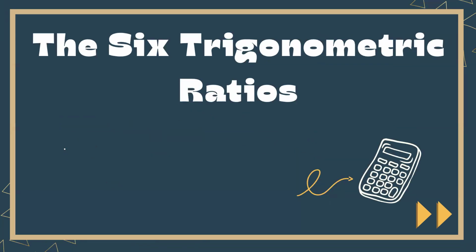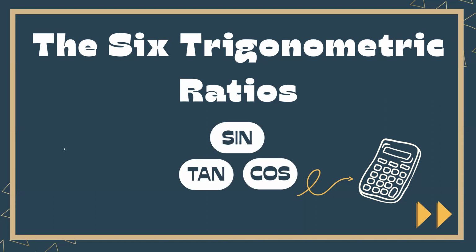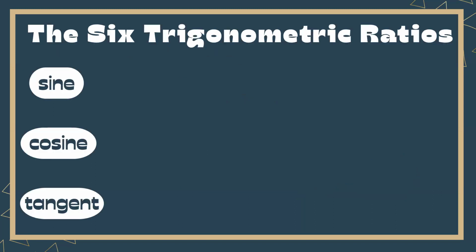Now we'll go to the six trigonometric ratios. For sure, you might have encountered these terms in your math classes. The six trigonometric ratios are composed of sine, cosine, and tangent. These three are the fundamental trigonometric ratios. We'll discuss the other three later. So we'll focus first on the three basic trigonometric ratios, and these are sine, cosine, and tangent.